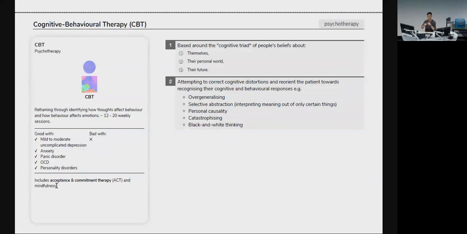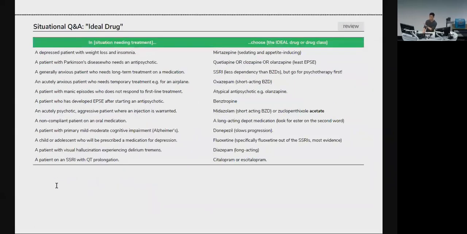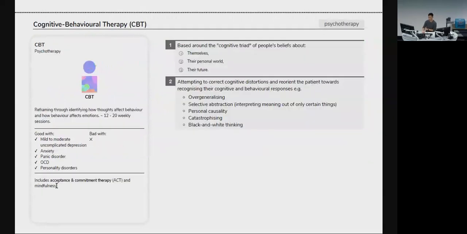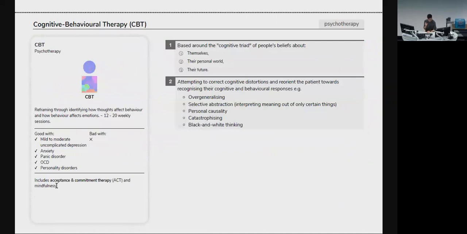I think what you need to do is, at the end, just go through this review, and this should hopefully get you through EMQs. Just cover the right side and then figure out what the answer is. And these are just review if you want some extra information. But just going briefly through the psychotherapies.